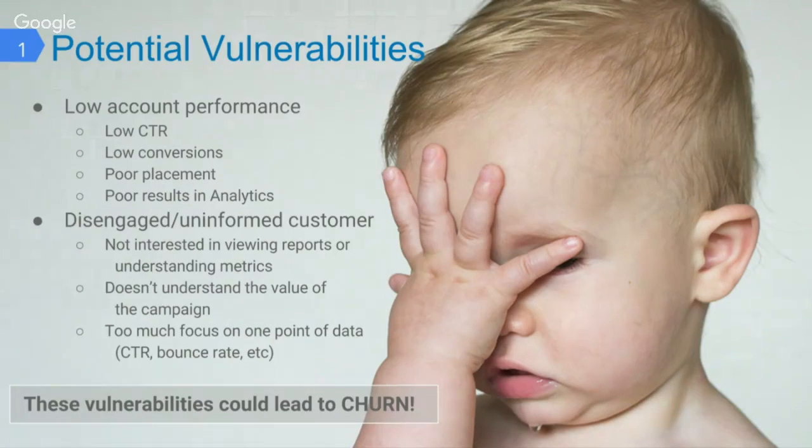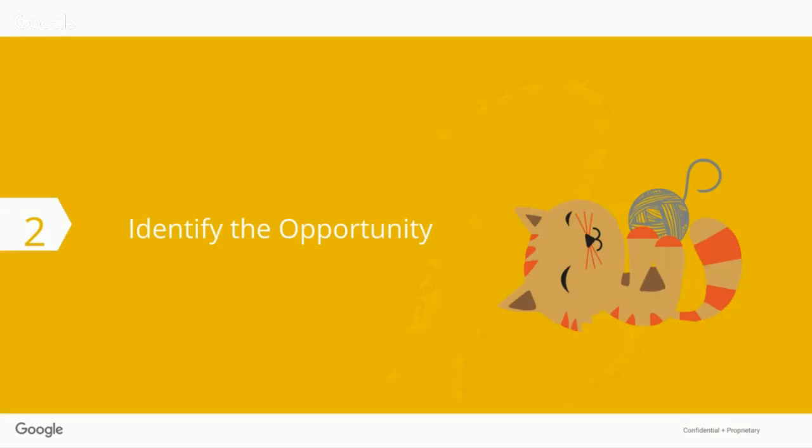So you want to make sure you have an eye out for these potential vulnerabilities, or else this could lead to churn and you could lose those accounts altogether. So just want to make sure that we have that caveat before we dig into actually identifying opportunities for upsell and cross-sell. So let's talk about that.